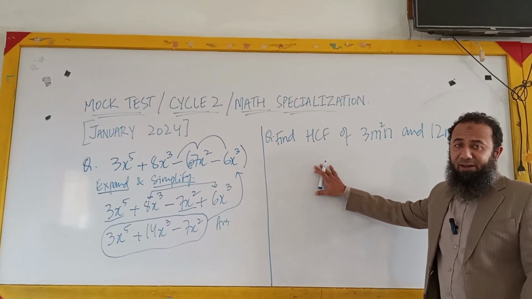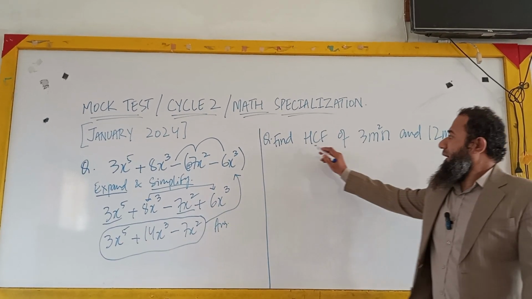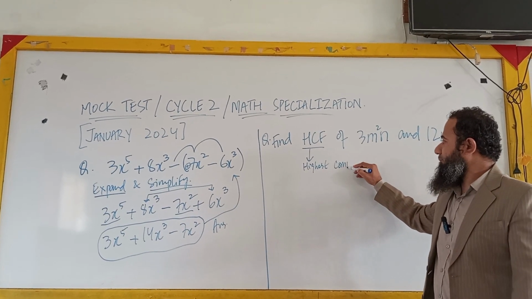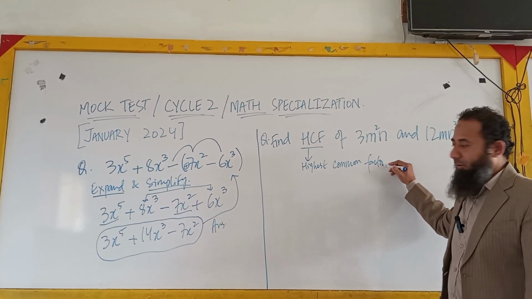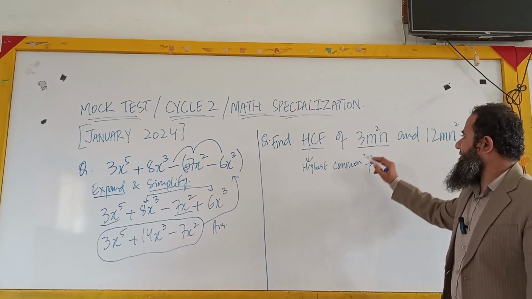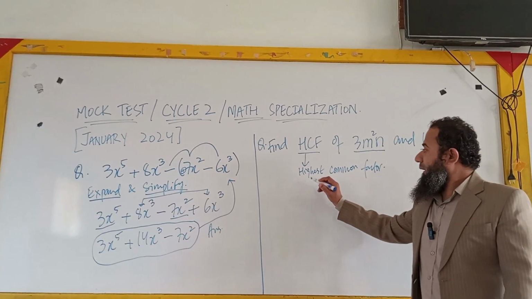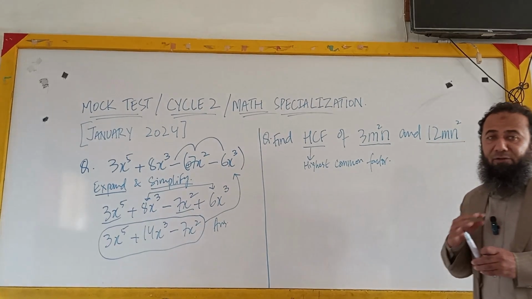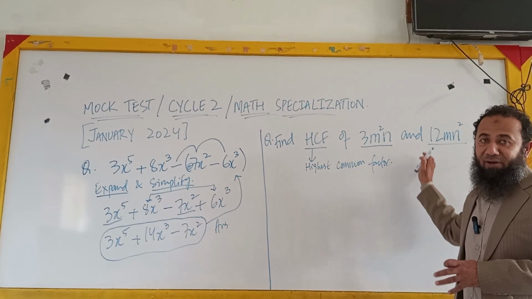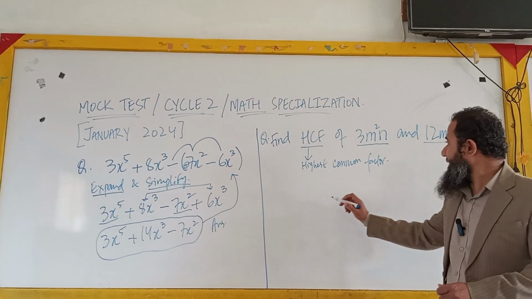Okay, the next question is very interesting, and it is very conceptual. HCF stands for highest common factor. So we need to find the HCF of 3m square n and 12mn square. I know that you are completely aware of how to find the HCF and LCM of given numbers, but now I am going to explain how to find the HCF and LCM of algebraic terms, variables.